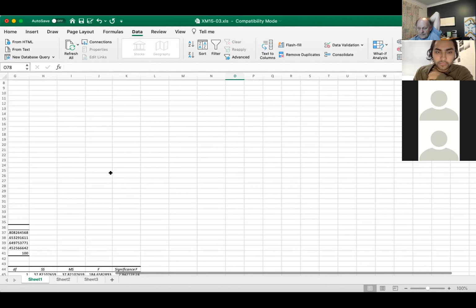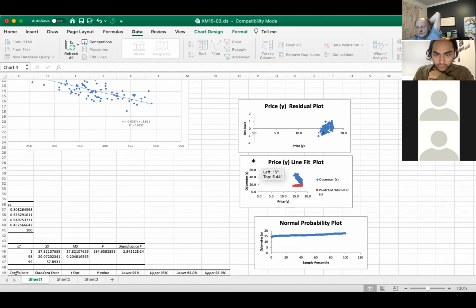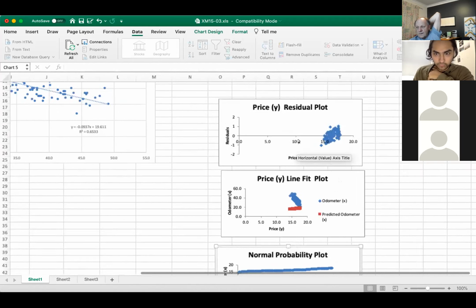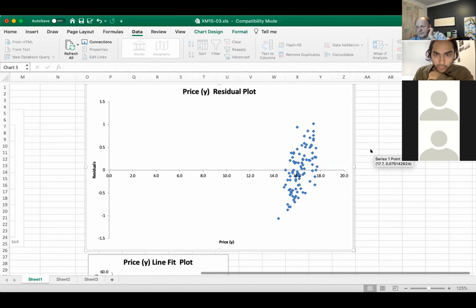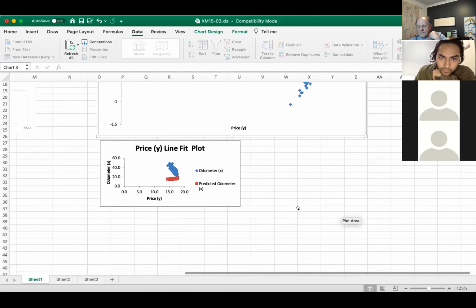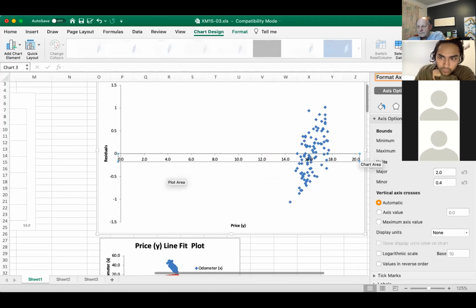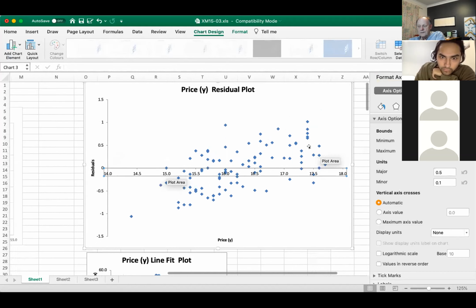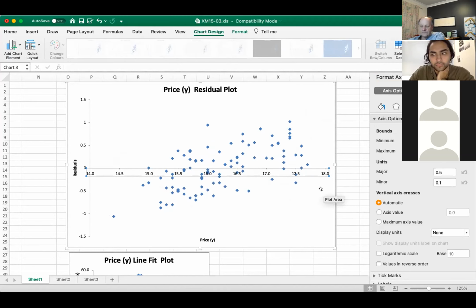Now let's look at the plots. This is the residual plot. If you make this graph bigger, click on the x-axis and make the minimum 14. So here you can see that the residuals are slightly increasing as the price gets higher. Can you see that? We expected a cloud that stays the same, but it's still okay. If it's really bad, you would have seen it.